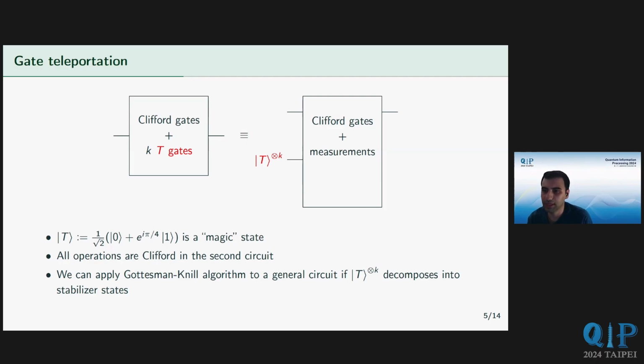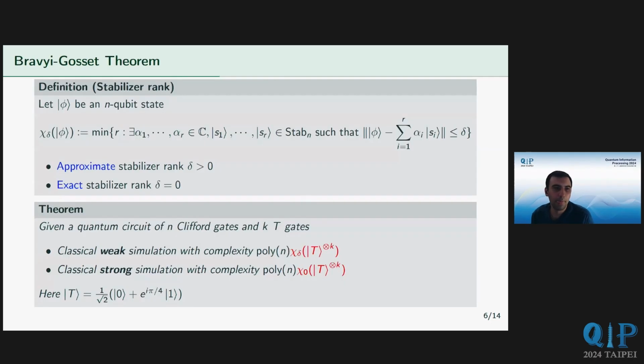I will try to make this idea more formal. We need to define this stabilizer rank. If you have some n-qubit quantum state phi, you can define the stabilizer rank as the minimum number of stabilizer states such that you can write your state as a linear combination of those stabilizer states within some error delta. And this is some parameter that you can tune. There is a terminology that we call it approximate rank if delta is greater than 0, and we call it exact rank if delta is equal to 0.